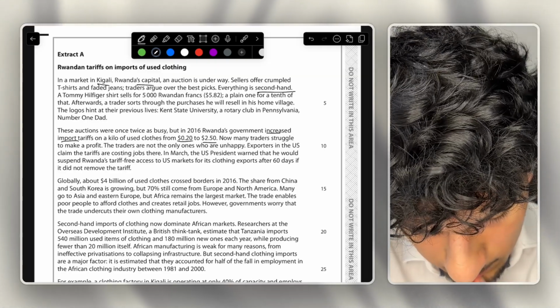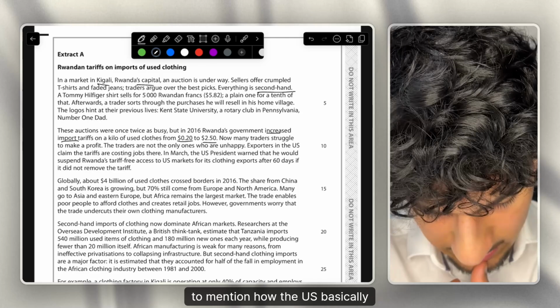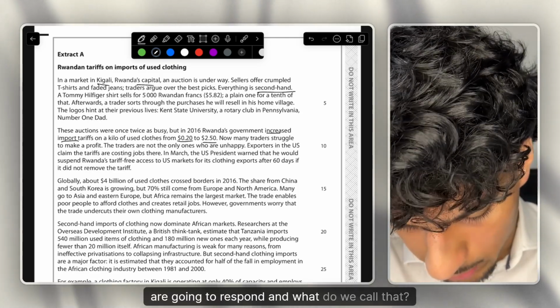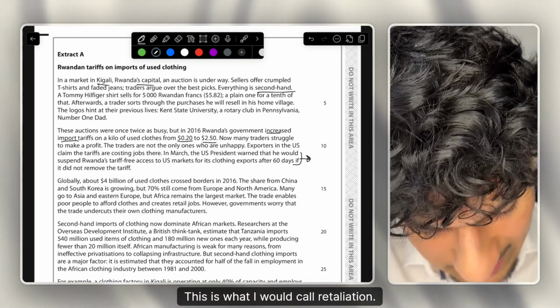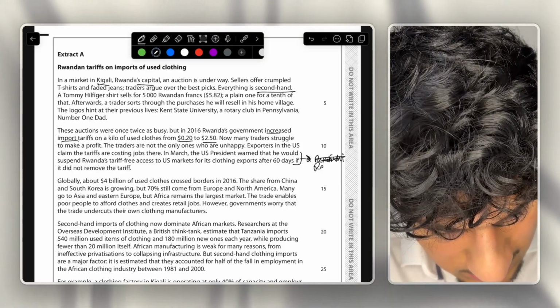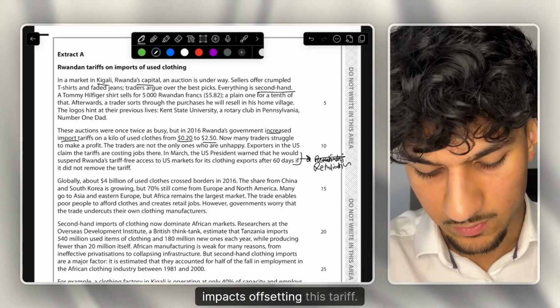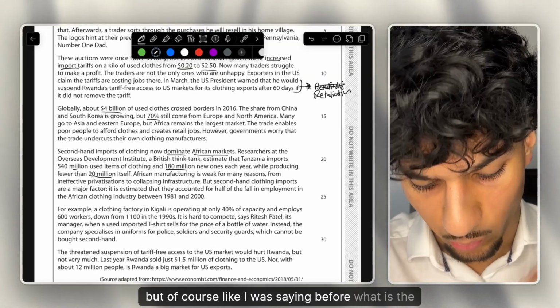But continuing reading this paragraph, it then goes on to mention how the US basically are going to respond. And what do we call that? This is what I would call retaliation. So that could be another paragraph point if we're thinking about the impacts of setting this tariff. But of course, like I was saying before, what is the reason for this tariff?